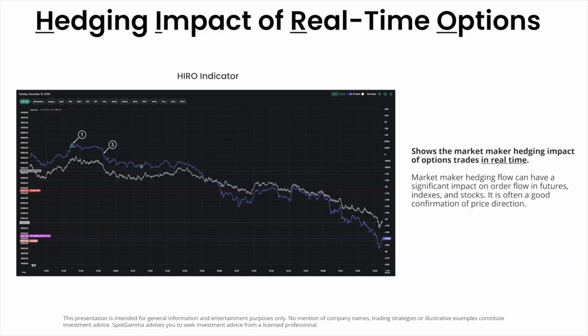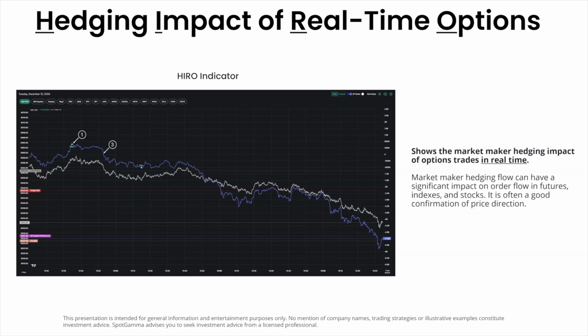The SpotGamma HIRO indicator shows the market maker hedging impact of options trades. It is also proprietary to SpotGamma and is updated in real time. This chart is part of my execution process. Market maker hedging flow can have a significant impact on price. It is often a good confirmation of price direction.